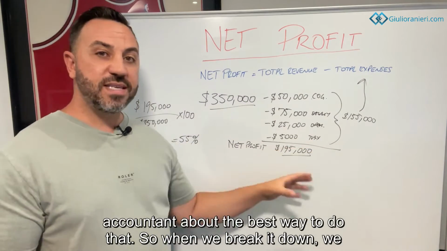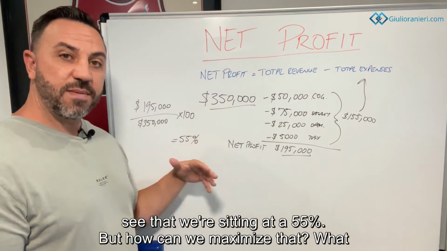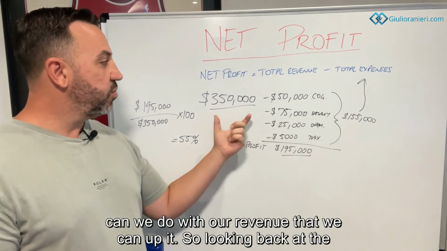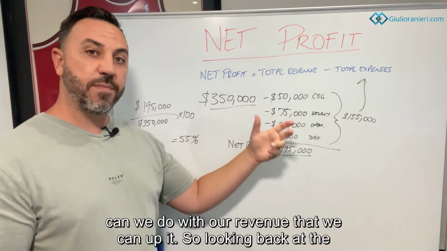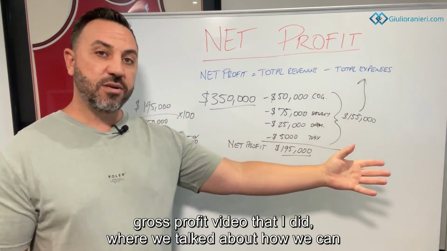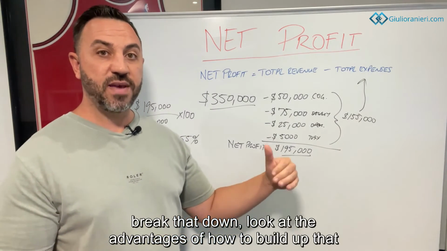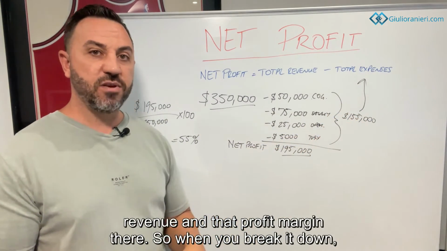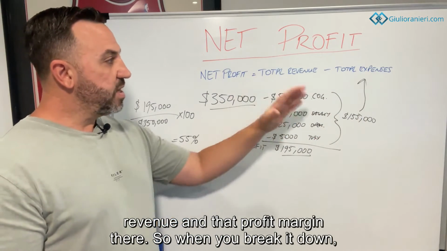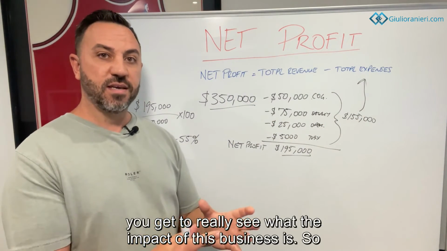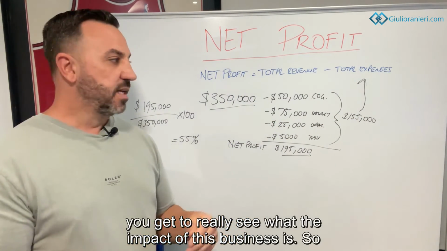So when we break it down, we see that we're sitting at 55%, but how can we maximize that? What can we do with our revenue that we can up it? Looking back at the gross profit video that I did, where we talked about how we can break that down, look at advantages of how to build up that revenue and that profit margin there. So when you break it down, you get to really see what the impact of this business is.